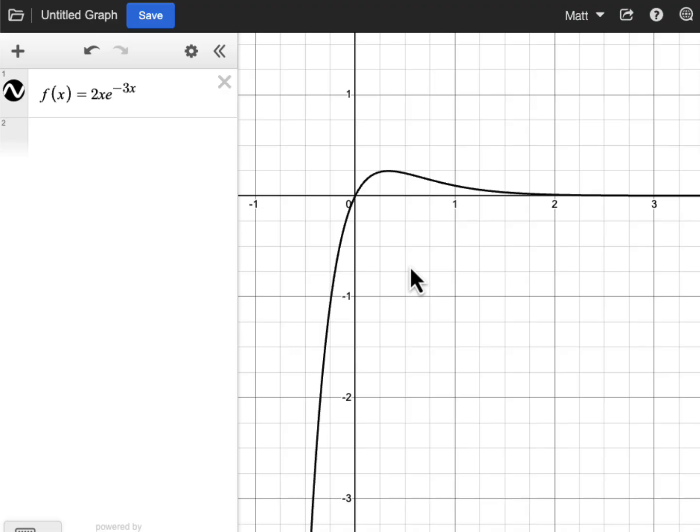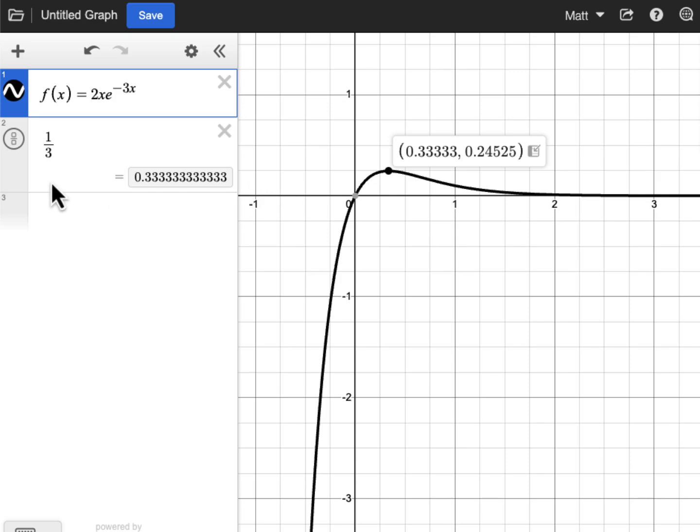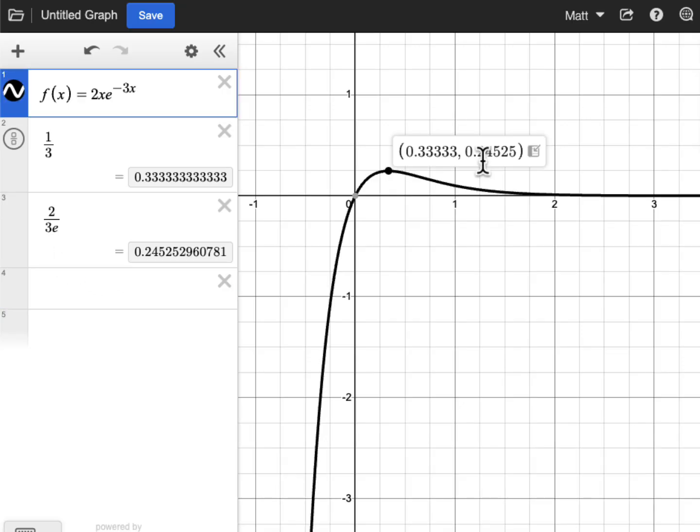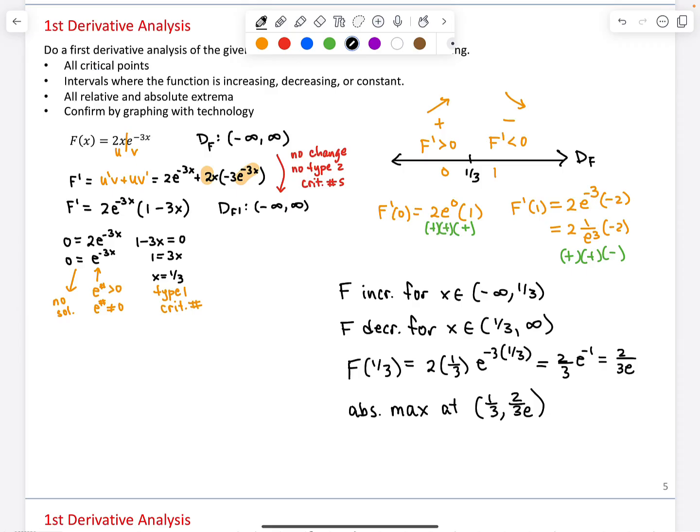Here's a graph of our function zoomed in. We have an absolute max at this location in decimal form. Of course, we know that 1/3 in decimal form is 0.3 repeating. So we have a 1/3 x coordinate, and 2 over 3e is this decimal, of which we are being shown this many digits. This confirms that the function increases to our absolute max, and then after that forever decreases, following an asymptote. All right, let's move on to the next page.